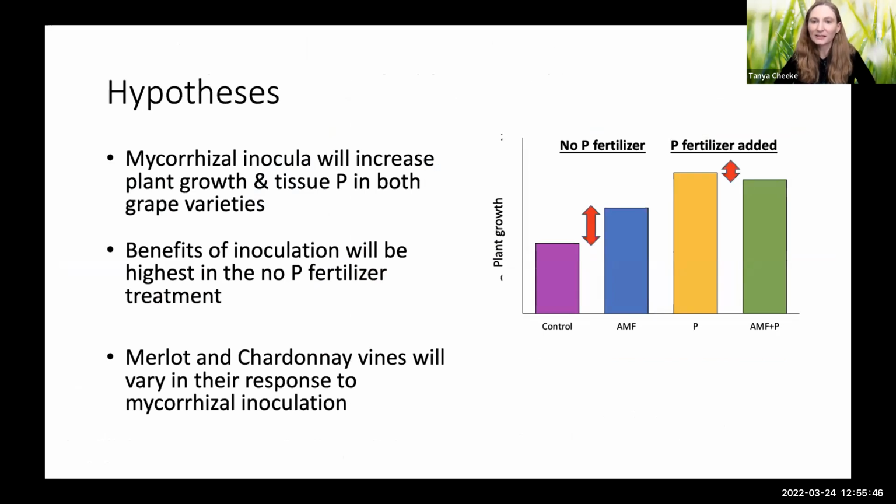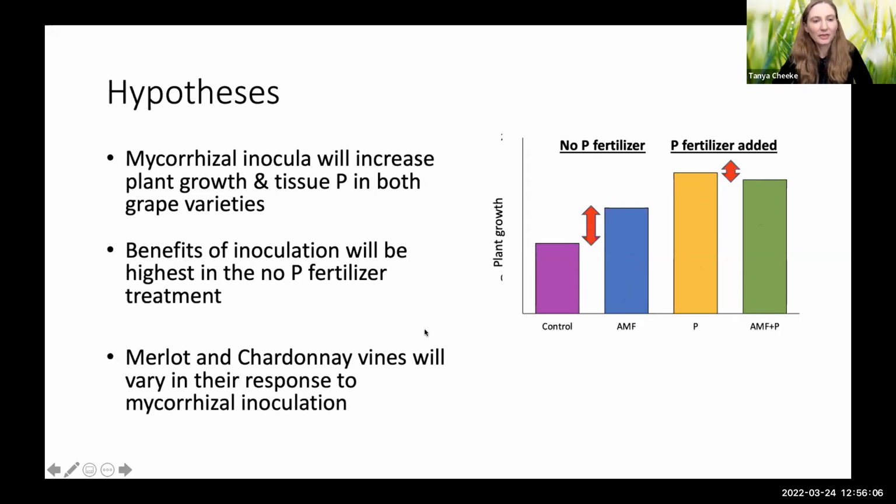So what we're looking at is the difference in growth here. We would expect to see a bigger benefit of adding mycorrhizal fungi compared to the control in the no fertilizer treatment. Whereas if you're already adding a bunch of phosphorus and then you also add mycorrhizal fungi, we wouldn't really expect to see a benefit.